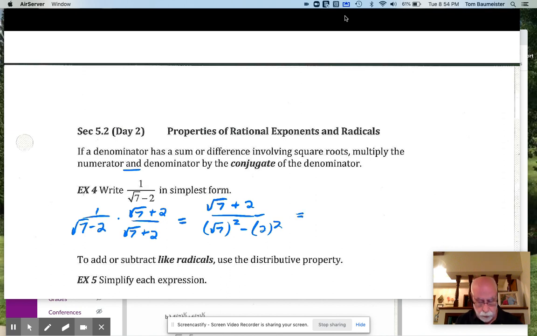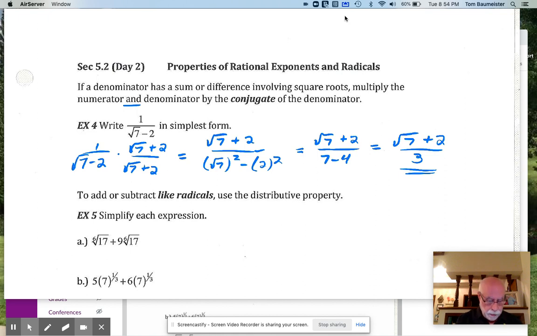The top is now going to be the square root of 7 plus 2. The bottom, remember, the square root squared is just the number underneath the radical. So we'll have 7 for the first one, and the second one, 2 squared is 4. So we're going to have 7 minus 4. So our final answer is going to be the square root of 7 plus 2 over 3.